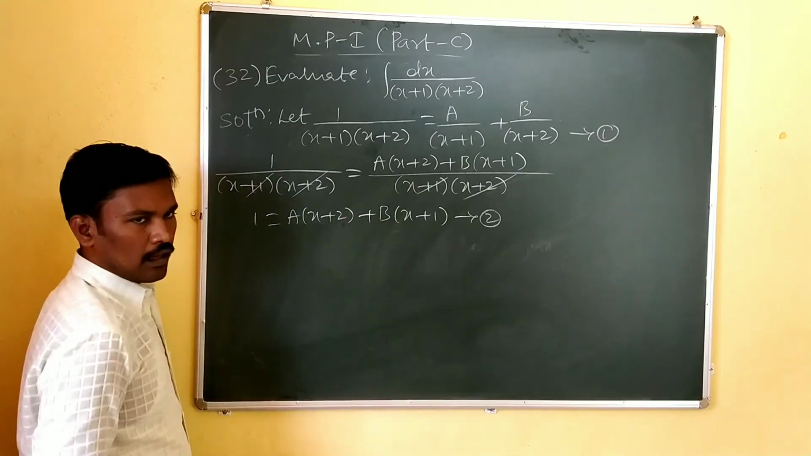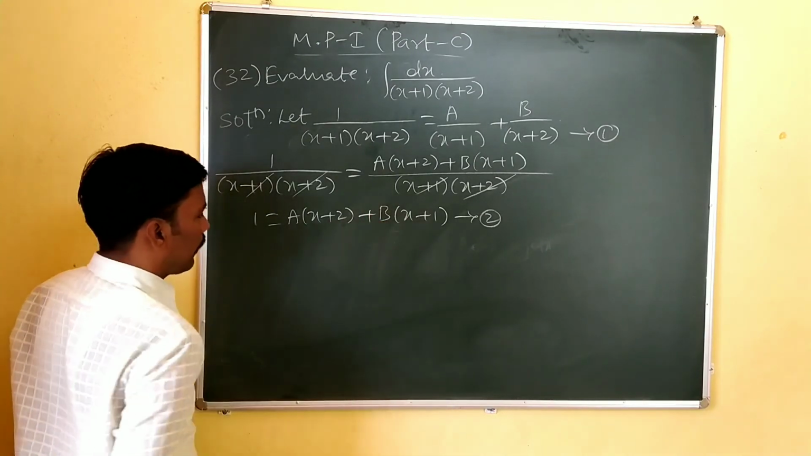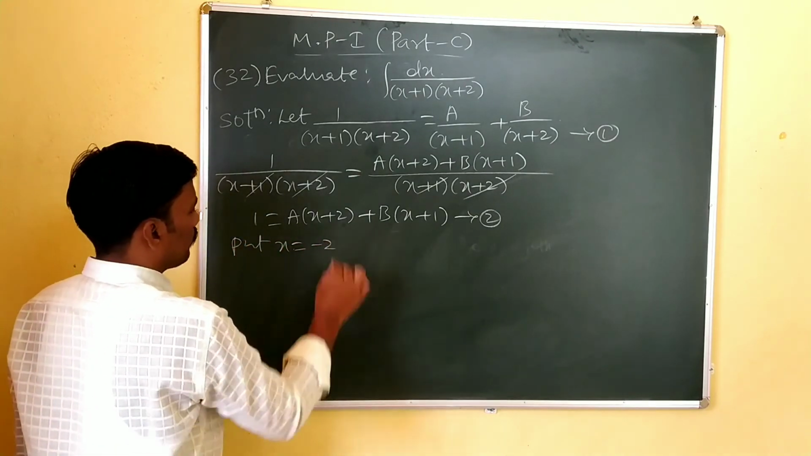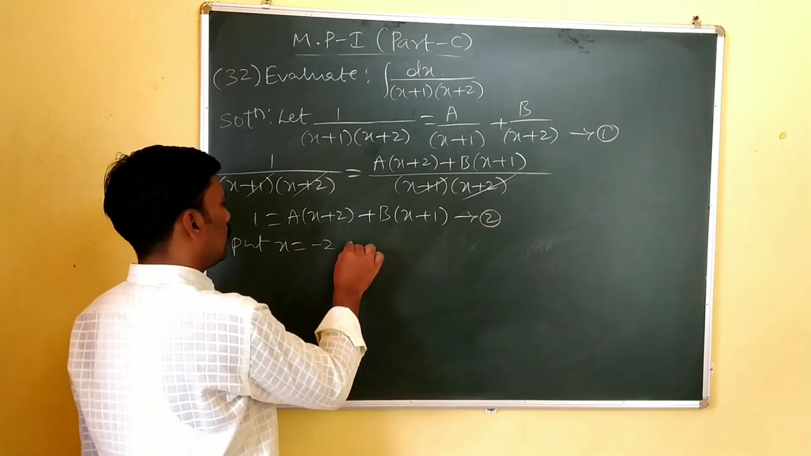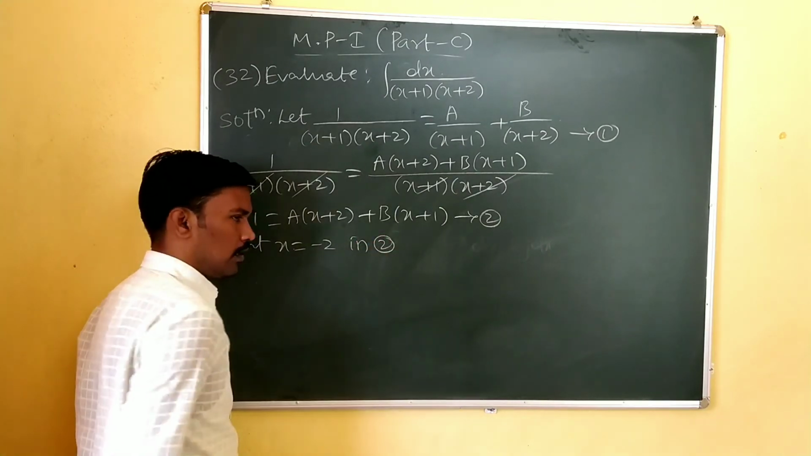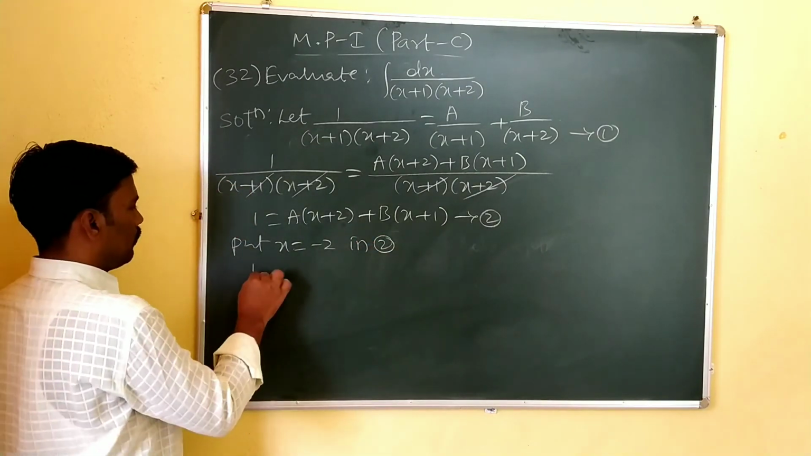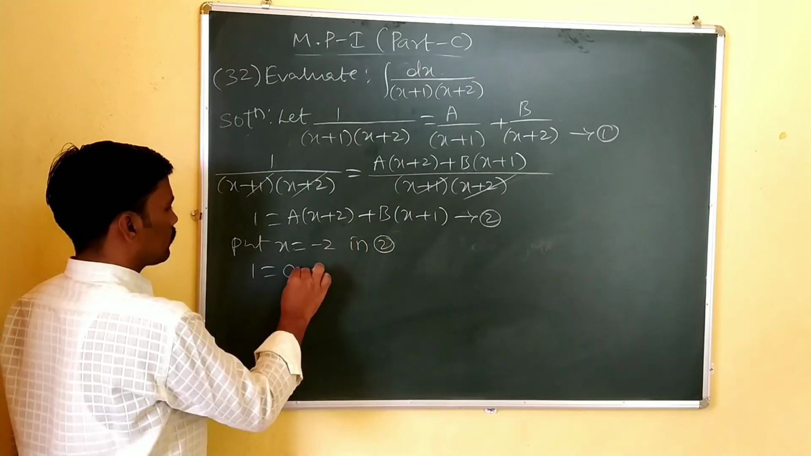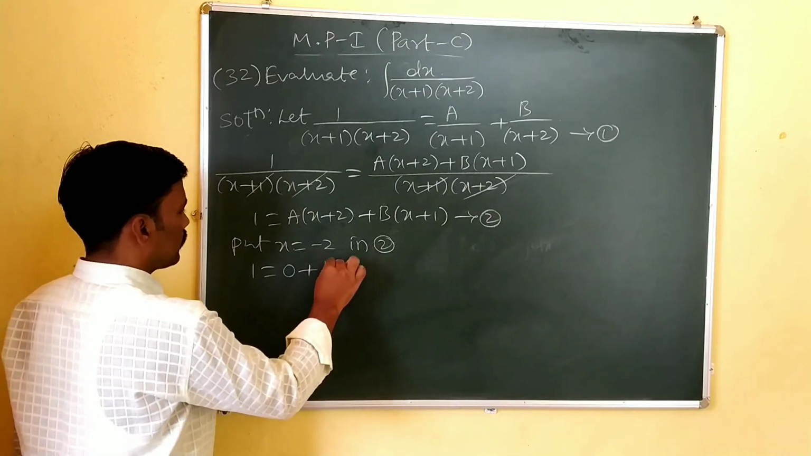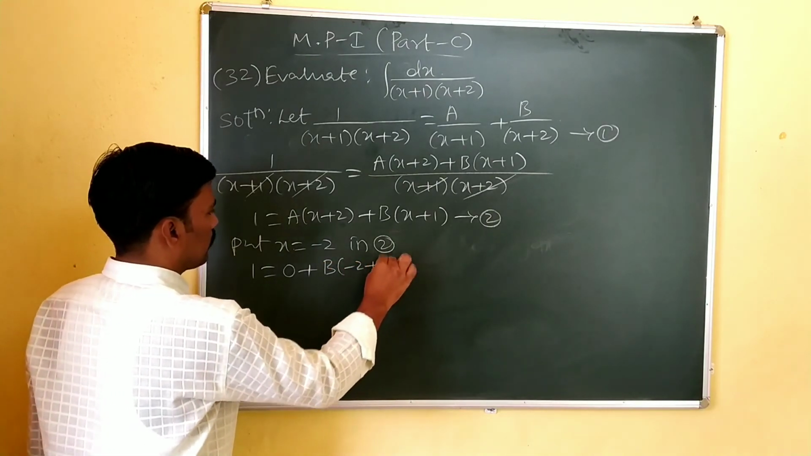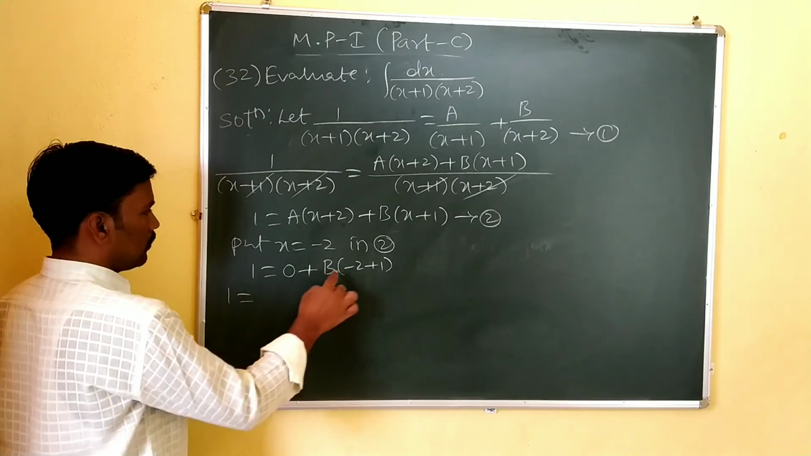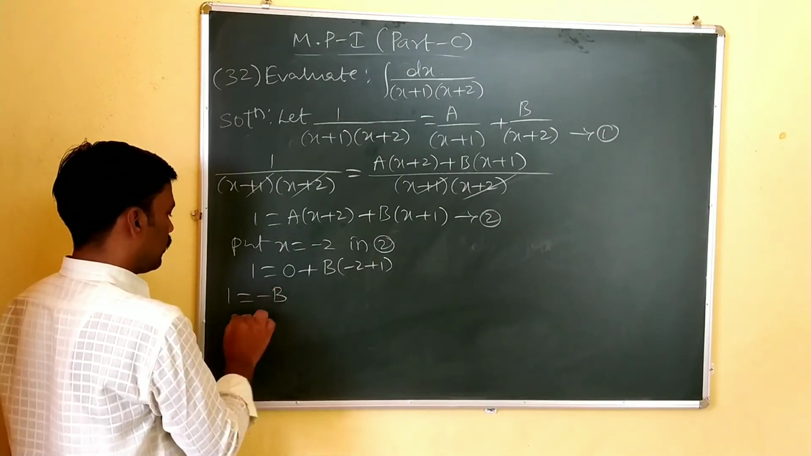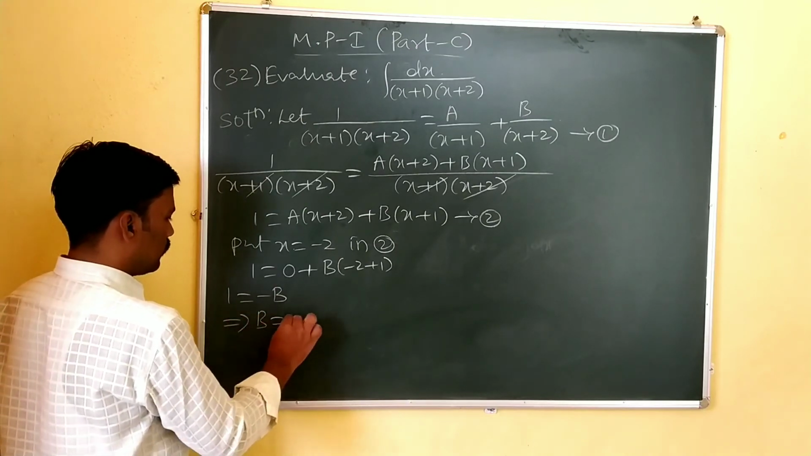So that I will get the b value, right? Put x is equal to minus 2 in equation number 2. So simply, 1 is equal to a into minus 2 plus 2, which is 0. 0 into a is 0. The first term becomes 0. Plus b into minus 2 plus 1. 1 is equal to minus 2 plus 1, which is minus 1. Minus 1 into b is minus b, so b is equal to minus 1.